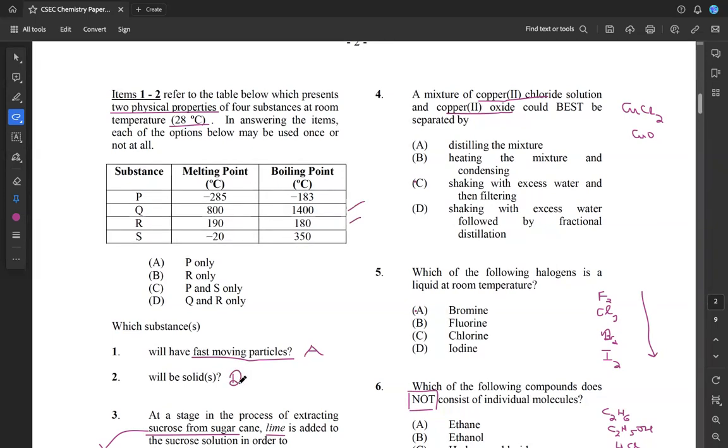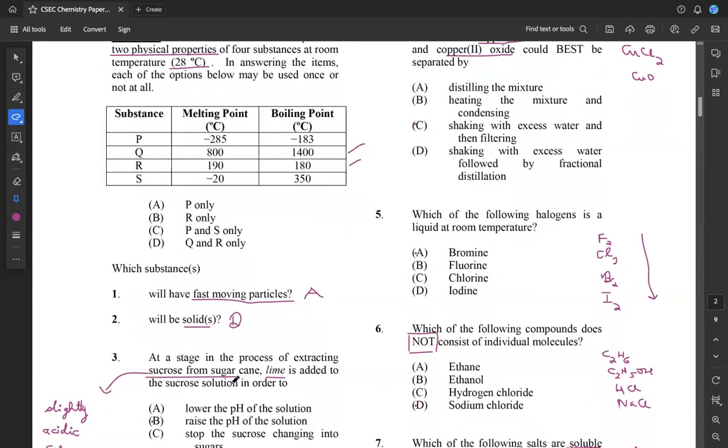So we're moving right along. Again, that's a solid because it has a very high melting point. Both Q and R have a high melting point and high boiling point, so that's a solid. The answer is D. Moving on to question 3.